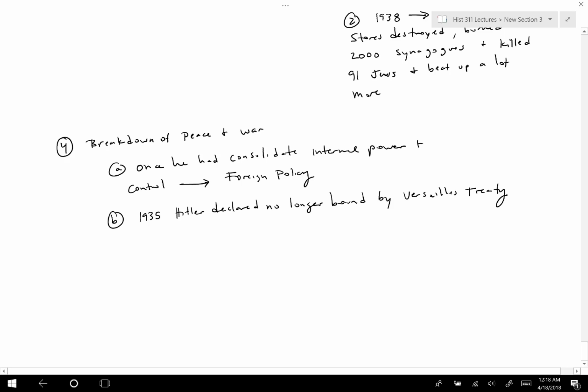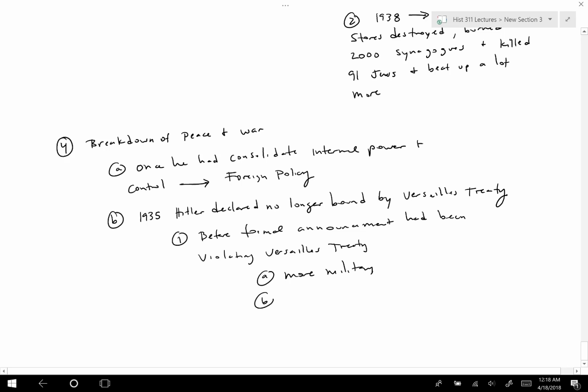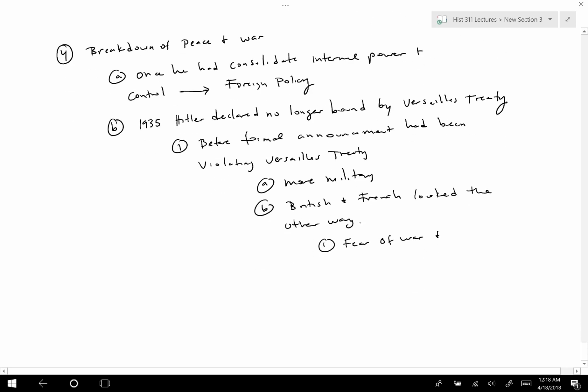And prior to this, before the formal announcement, he had been violating the Versailles Treaty. Specifically, one of those areas was military. But what happened is that the British and French, we'll say, looked the other way. The fear was fear of war, and remembering World War I, they didn't want that to happen again.